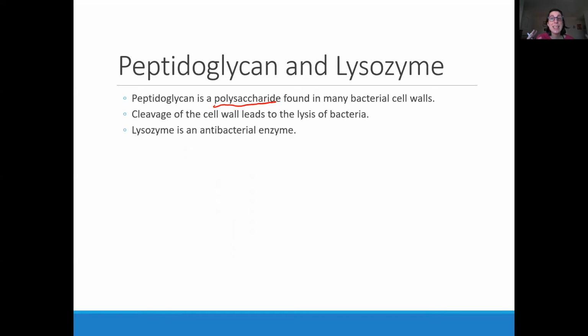So to cleave this peptidoglycan, you can actually lyse the bacteria, or kill the bacteria. And an enzyme that many eukaryotes have is called lysozyme, which is essentially an antibacterial enzyme. It's just an enzyme that cleaves peptidoglycan, but by doing this, it lyses bacteria since peptidoglycan is specific to bacteria.